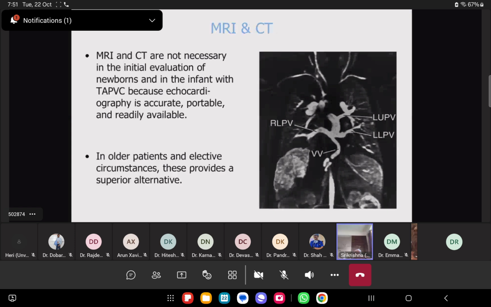MRI and CT scan are not necessary in the initial evaluation of newborns and infants with TAPVC because echocardiography is accurate. In older patients and elective circumstances, these provide a superior alternative. This is the coronal section of the CT, which is showing the left upper pulmonary vein, left lower pulmonary vein, and the right lower pulmonary vein draining into the vertical vein, showing the infracardiac type of TAPVC.